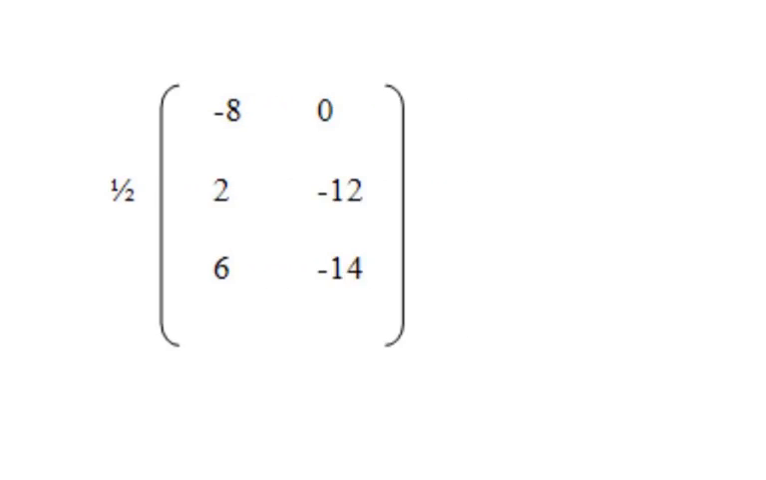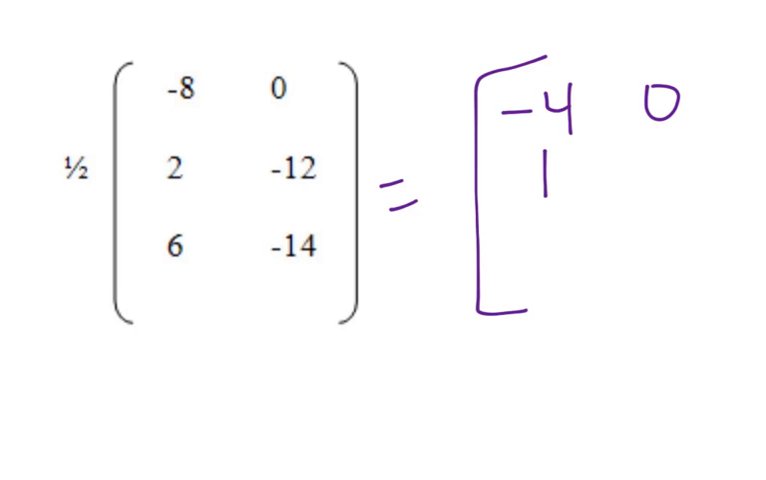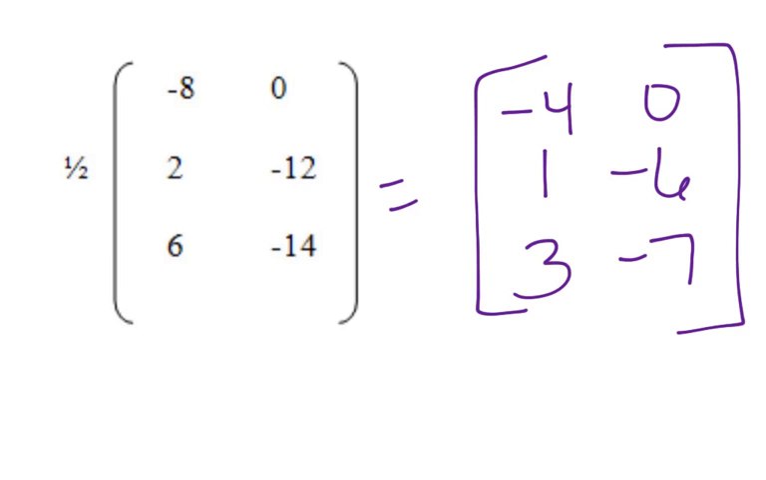It's no different if it's a fraction. You're just multiplying by a fraction. Not a big deal. Make it a decimal, use your calculator, whatever you have to do. So 1/2 times -8 is -4. 1/2 times 0 is 0. 1/2 times 2 is 1. 1/2 times -12 is -6. 1/2 times 6 is 3. And 1/2 times -14 is -7. Once again, you can just punch that in your calculator if you need to. That's all there is to that.